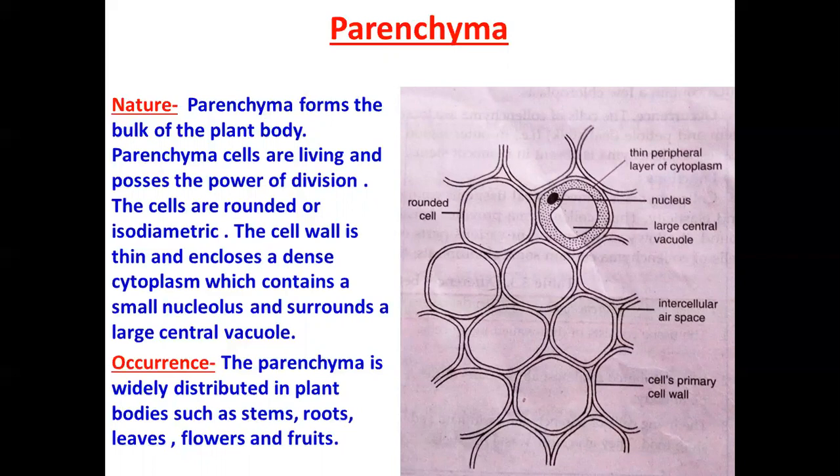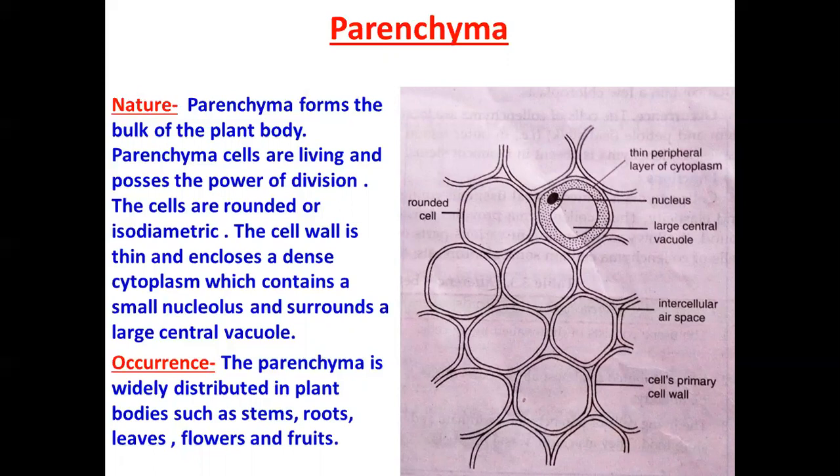The cells are rounded or isodiametric, that is equally expanded on all the sides. The parenchymatous cells are oval, round, polygonal or elongated in shape. The cell wall is thin and encloses a dense cytoplasm which contains a small nucleus and surrounds a large central vacuole. In other words, parenchyma cells have living protoplasm. Intercellular spaces are abundant. That is, parenchyma has loosely packed cells.